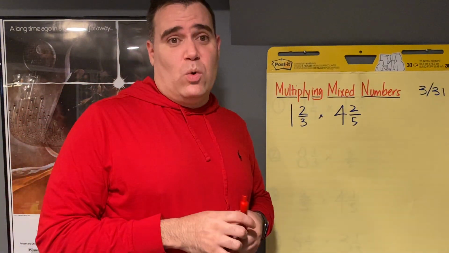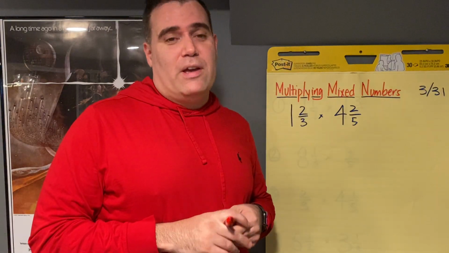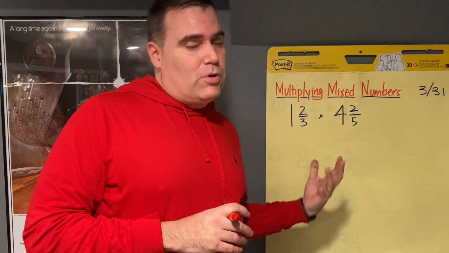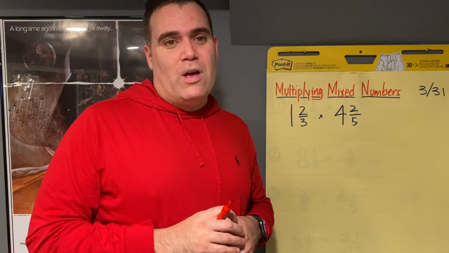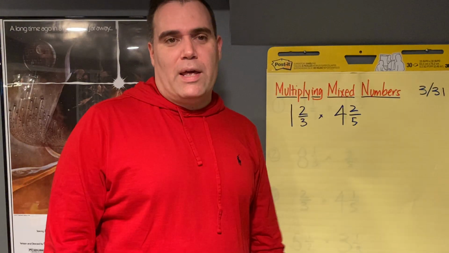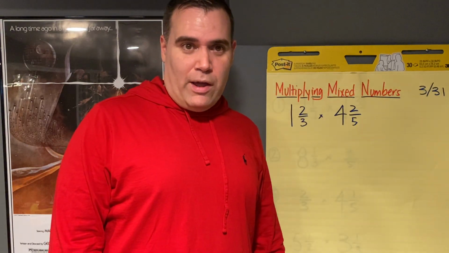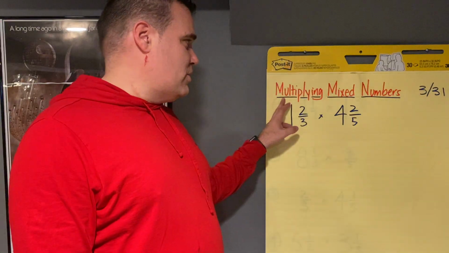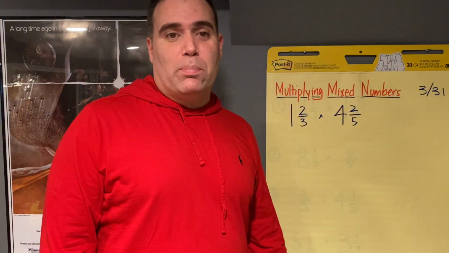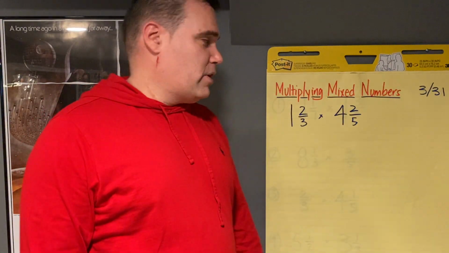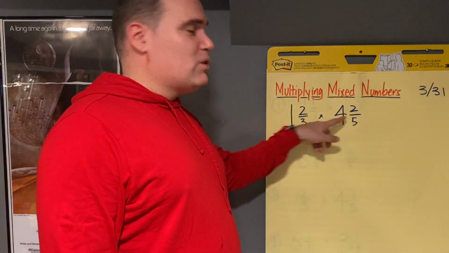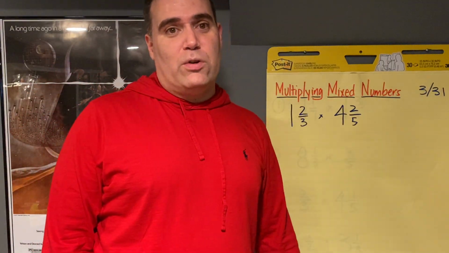Today we're going to get into one more math review topic, and you're going to get an opportunity to try some of these on your own. And then later this week we'll be getting into some new stuff with math, okay? So what we're going to be talking about this morning is multiplying mixed numbers, okay? So you can see here we have 1 2/3 times 4 2/5.